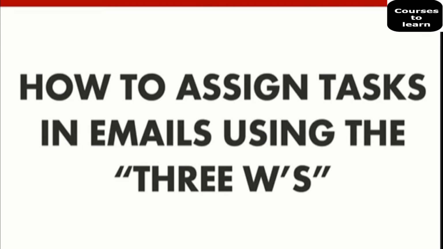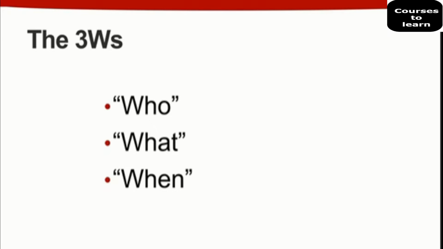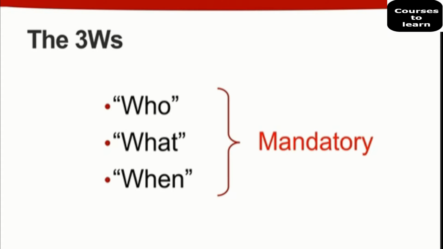I'll also share some best practices so that you reduce any potential miscommunication with your team. So let's start with a quick overview of what those 3 W's mean. The first is the who, the second is the what, and the third is the when. And whenever you assign tasks in an email to someone, those 3 W's are mandatory.